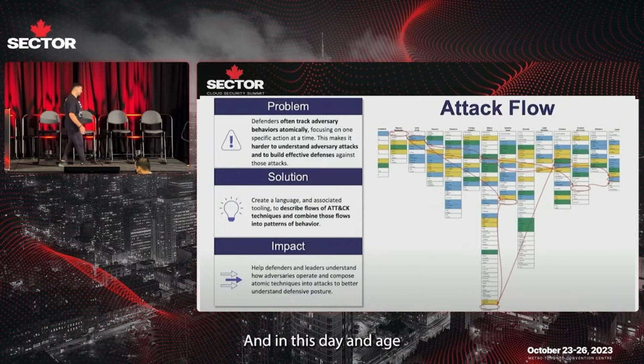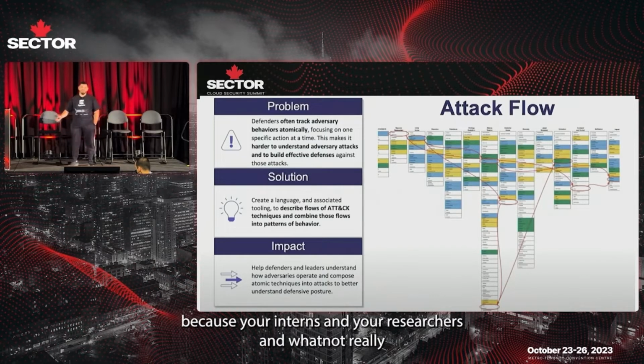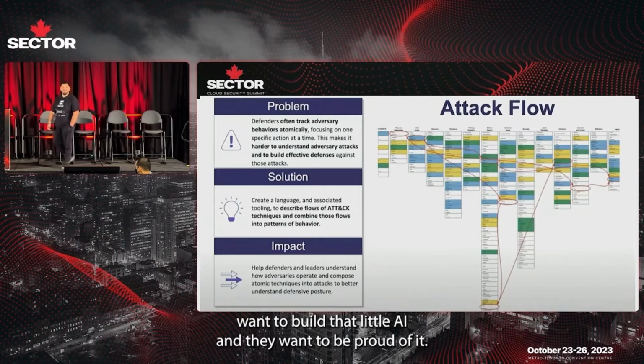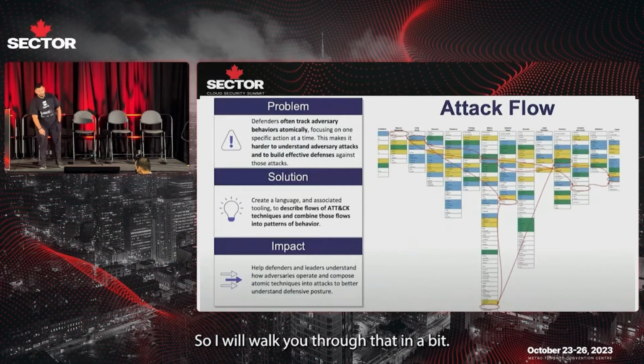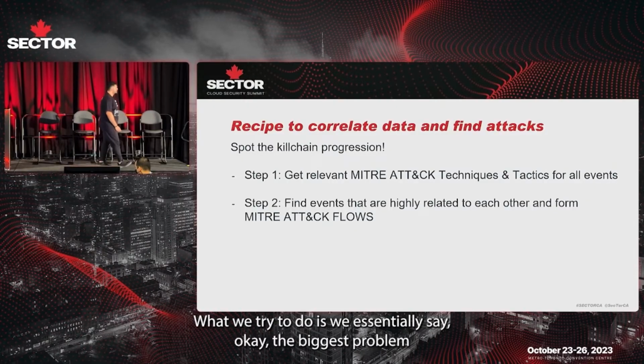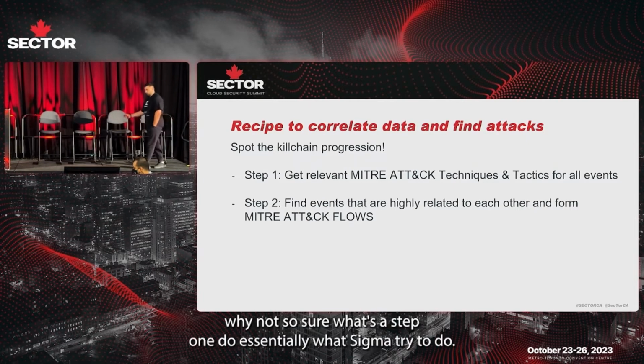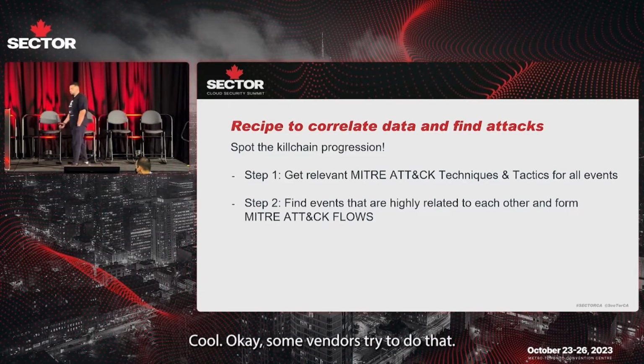And in this day and age, you gotta use a little bit of probabilistic stuff because your interns and your researchers and whatnot really wanna build that little AI and they wanna be proud of it. So I will walk you through that in a bit. What we try to do is we essentially say, okay, the biggest problem is correlating data and finding attacks. So what's step one? Do essentially what Sigma tried to do, find attack techniques for everything. Cool, okay.